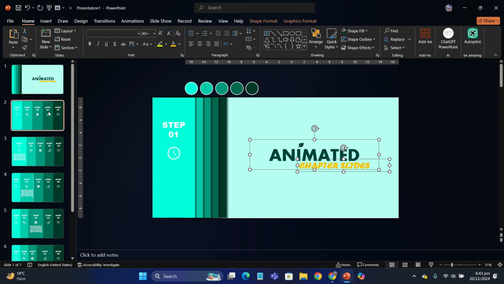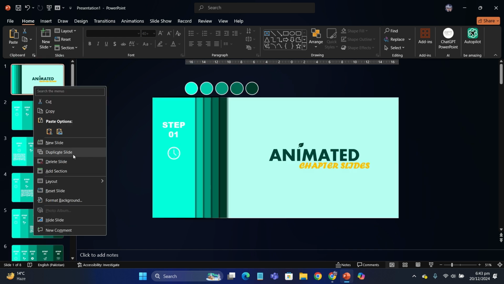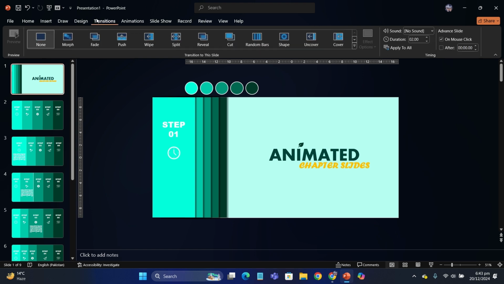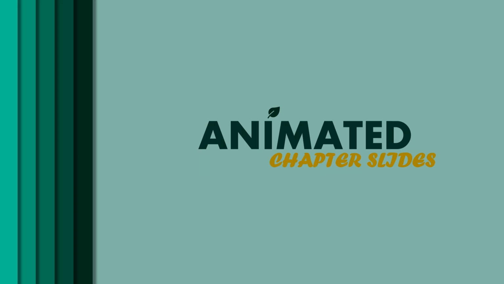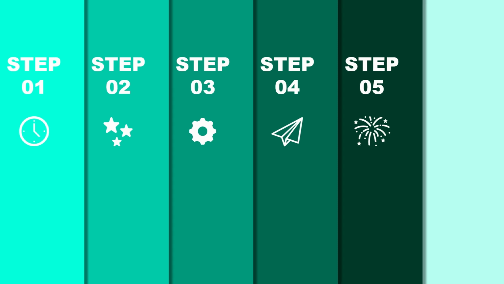Yeah. So we're gonna duplicate the second slide and send it to the last slide, and duplicate the first slide as well and then send it to the last slide. Select the first slide, click on more transitions in the transitions tab, and then apply it to all. So this is the final result of the entire video.